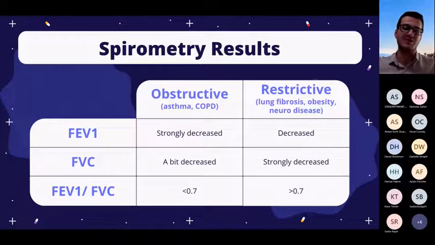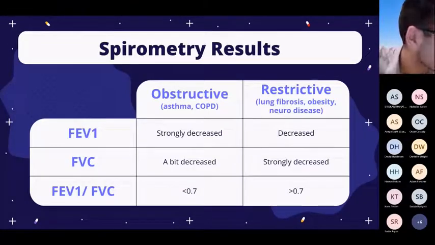So basically, the thing to remember is if your FEV1 over FVC is below 0.7, that's obstructive. If it's above 0.7, that's restrictive. But this is a hard kind of top tier question. So if you're getting this right, you're doing really well. And I've got a question here. Is bronchiectasis obstructive or restrictive?